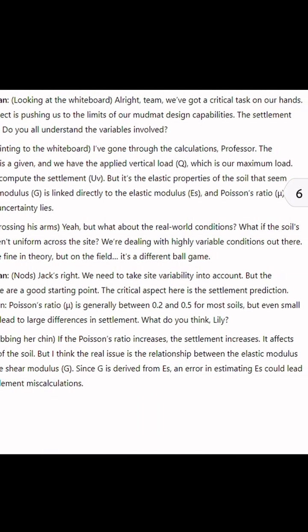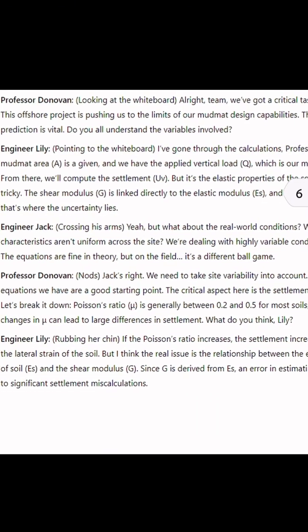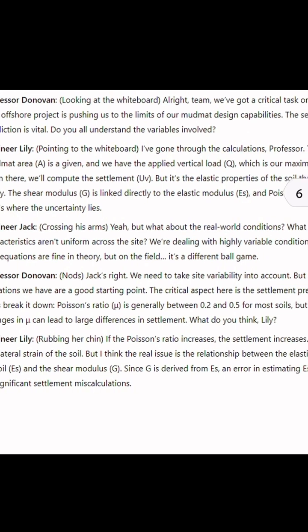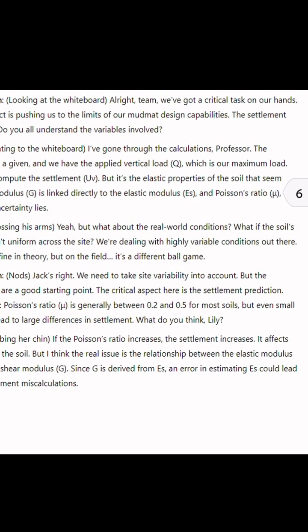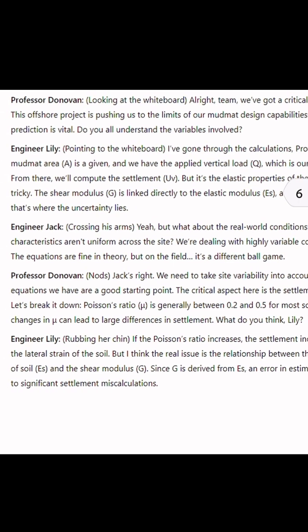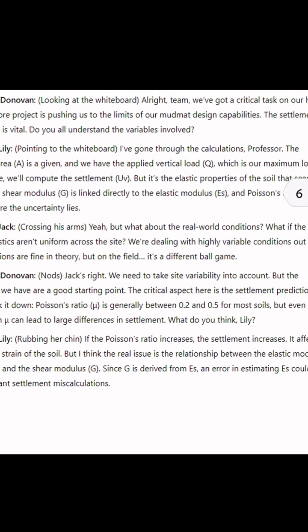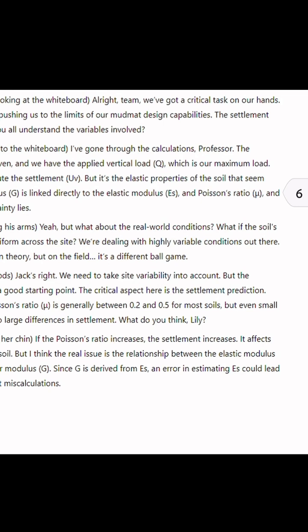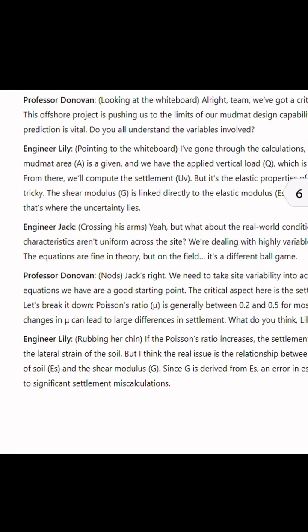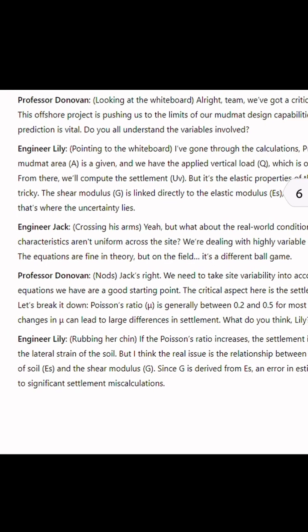Crossing his arms, yeah, but what about the real world conditions? What if the soil's characteristics are not uniform across the site? We are dealing with highly variable conditions out there. The equations are fine in theory, but in the field, it's a different ball game.